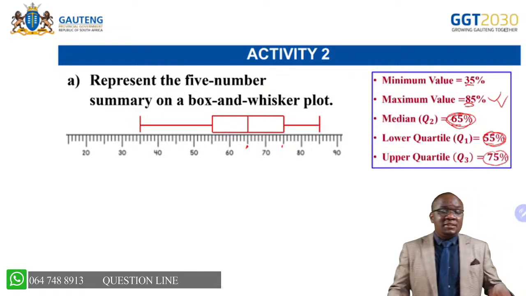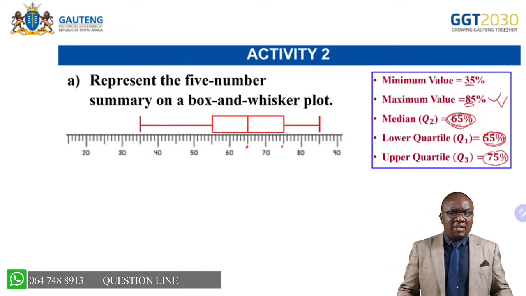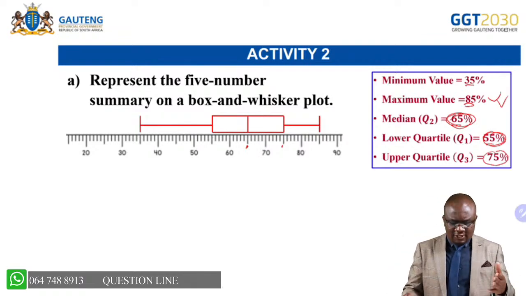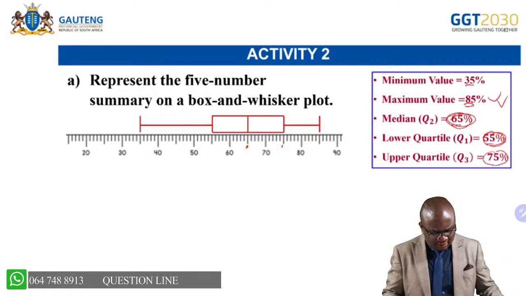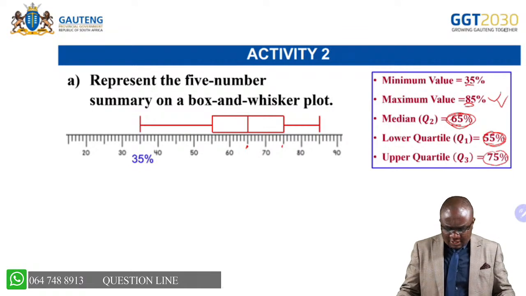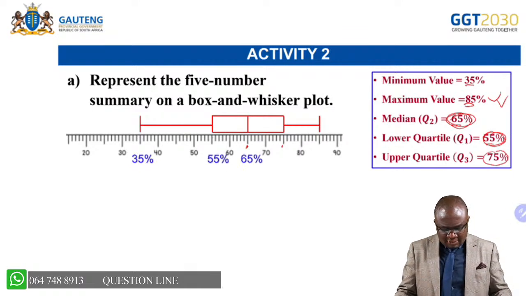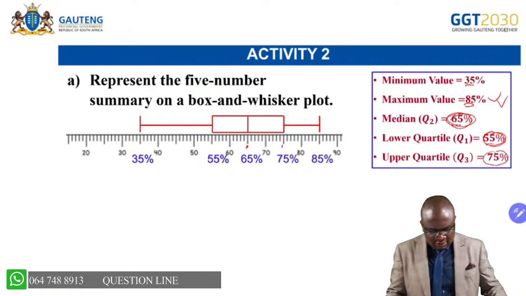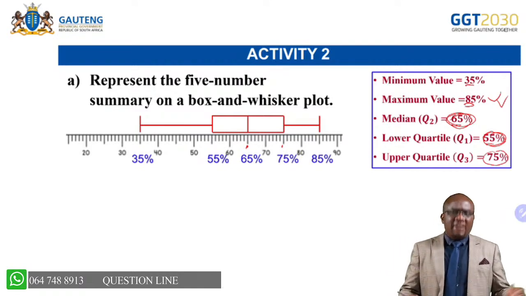Now, just listen to me. You cannot be writing because it's going to delay us. Just listen. We have done this, so it's sort of revision. This is the box and whisker for Lerato. That's 35%, 55%, 65% the median, and then the upper quartile, 75%, and the maximum, 85%. That's the 5 number summary.